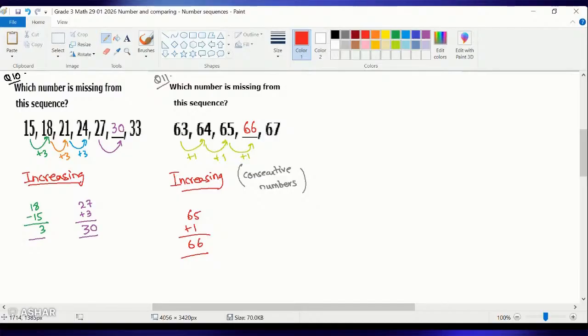Moving ahead to the next question. So the next question says, which number is missing from the given sequence?